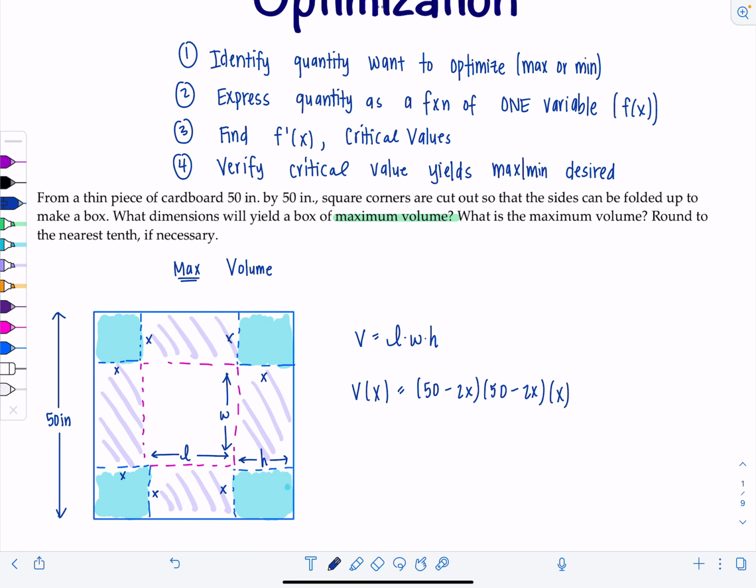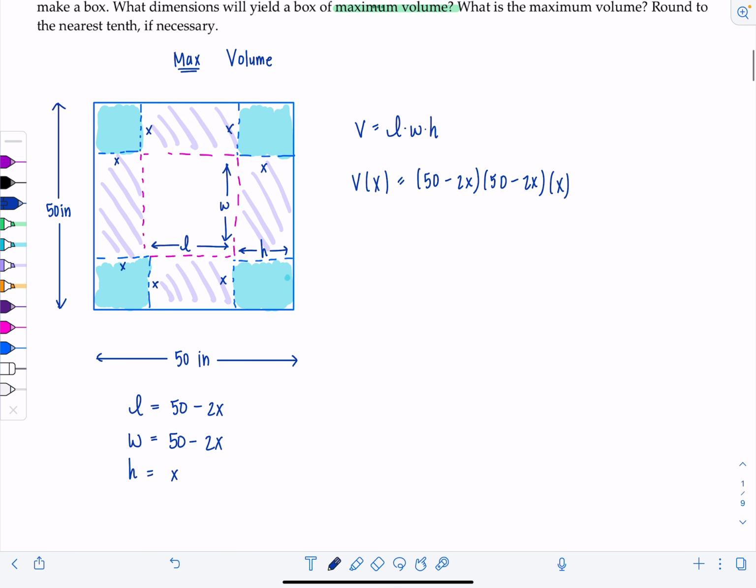Identify the quantity you want to optimize. It was volume. Express it as a function of one variable. Now it's time to find F prime and critical values, or V prime in this case. So let's multiply it all out before we get going.